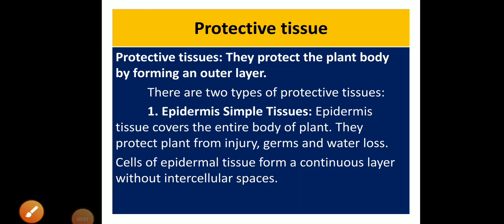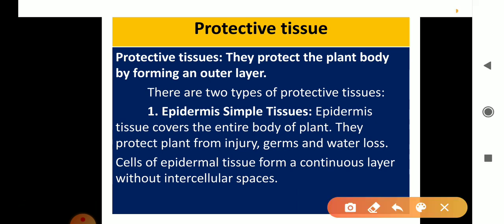Good morning, students. Last time I told you about the simple permanent tissue, the parenchyma, collenchyma, and sclerenchyma. Now, in continuation, see one more additional tissue, that is the protective tissue. Protective tissues are the tissues which protect the plant body by forming an outer layer.